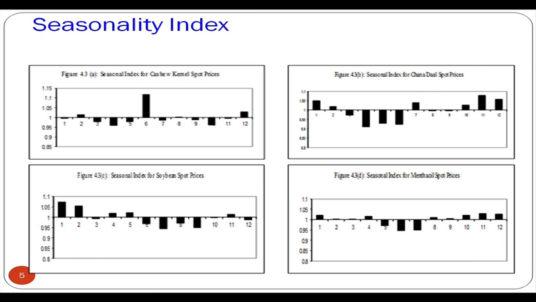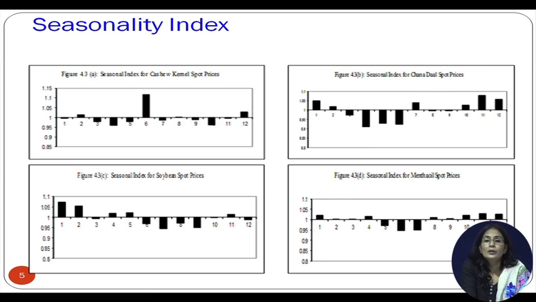By analysis of these four blocks in this particular slide, you can make out that cashew kernel has a very significant price uptick in the month of June. Similarly, for chana dal, May, June, July are the months when prices have gone down, and November, December are when prices have gone up, and so forth. Similarly, for soybean, June, July, September prices have gone down, and August, January and February have a positive seasonality, positive value. That means normally prices increase in the months of January and February.